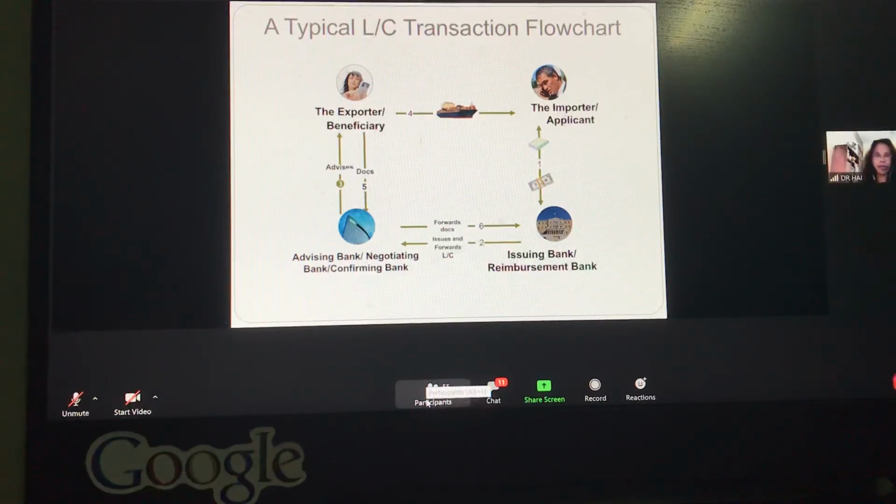Now look at this one, available with. Okay, so now I add a bank, for example, Vietcombank by negotiation. So what about the Vietcombank? Is it the nominated bank or the negotiating bank? Just look at these terms. Nominated bank or negotiating bank?